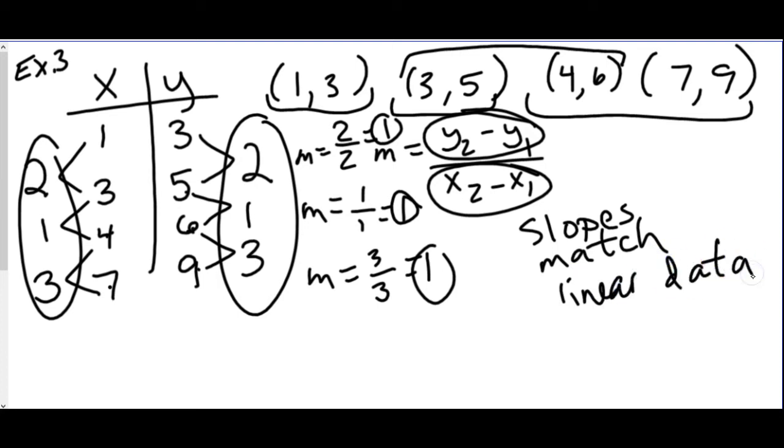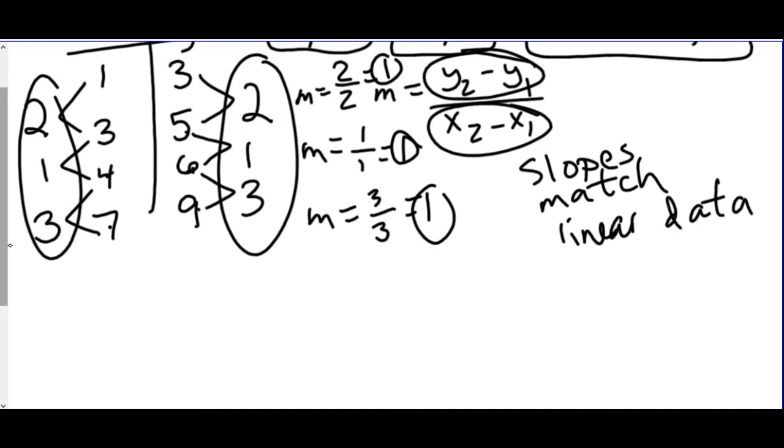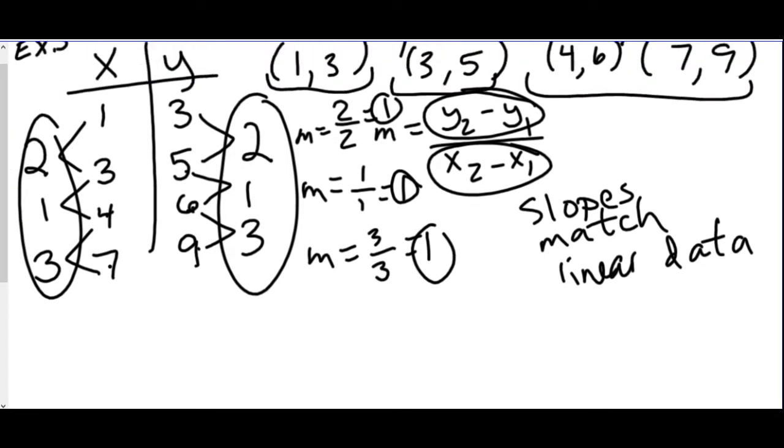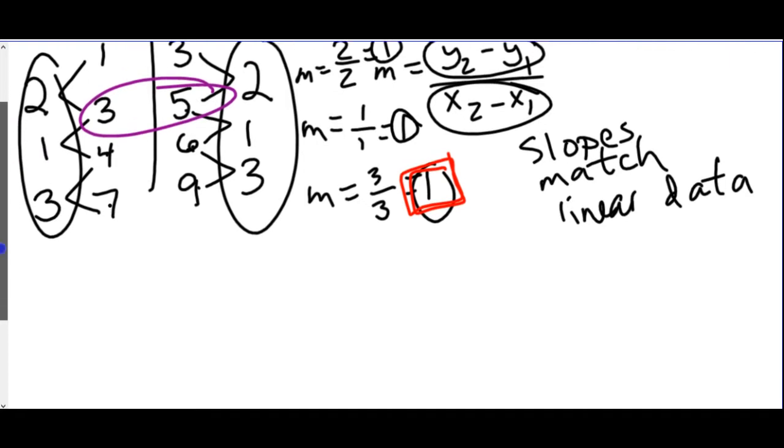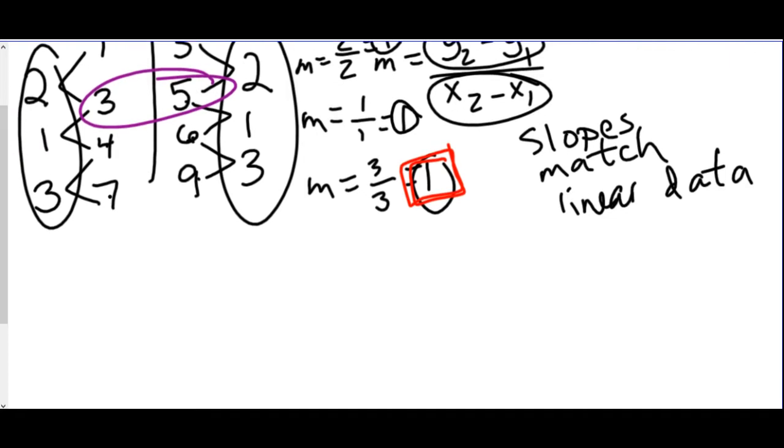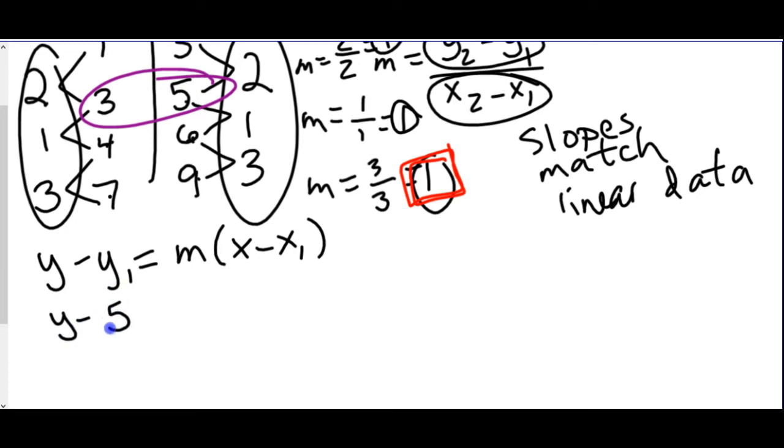If we would like to find the equation of that data, we can use the slope, which was the same for all 3, and any of the points. It doesn't matter which one, so I'm going to pick one at random. Let's do 3, 5. And now we plug them into that point-slope form. Y minus y1 equals m times x minus x1. We have an x value and a y value, so y minus 5, because our y value was 5, equals m, which was 1, times x minus our x value, which was 3.